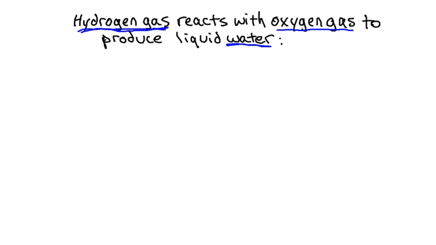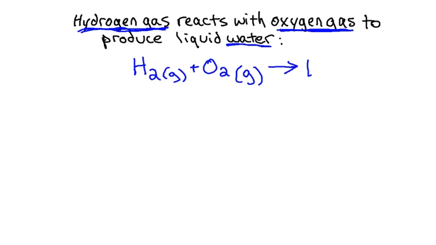Hydrogen gas is always going to be H2 because H always comes in pairs and twins when it's a gas. So hydrogen gas is H2 and it reacts with oxygen gas, so plus O2, because oxygen always comes in pairs when it's a gas, to produce liquid water, which is H2O liquid.